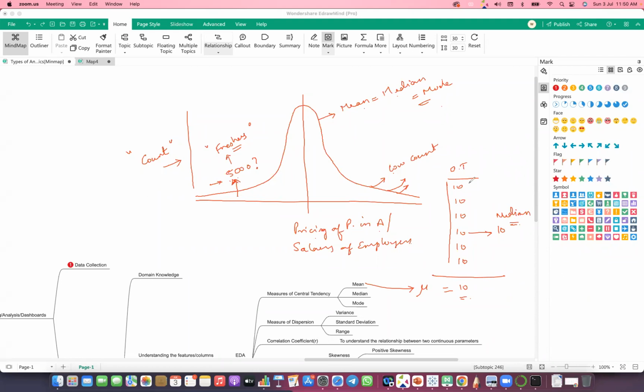Mode is calculated as the most occurring value. So which value is most occurring? So all the three are same or not? They are same. So now how do you calculate variance? Variance is calculated by sigma square is equal to the sum of (xi minus mu) whole square divided by n. So what is mu? 10. What is xi? First record, 10. So the variance is how much? Variance is 0.